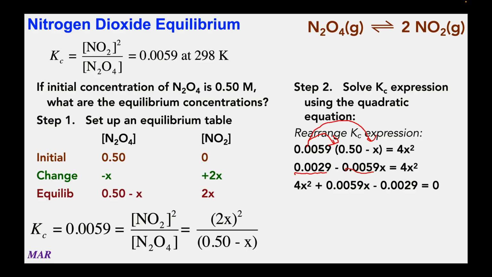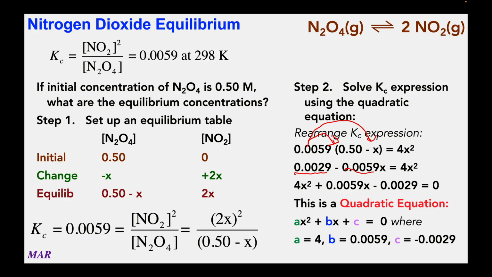So when you rearrange this, and usually the x squared value is a positive number, by the way. But anyway, the number in front of the x squared is certainly positive when you write it like this. So 4x squared plus 0.0059x minus 0.0029 equals 0. Now, the quadratic formula always looks like this. It's ax squared plus bx plus c equals 0. And that's what we have here. So in this problem, a equals 4, b is 0.0059, and c is minus 0.0029.